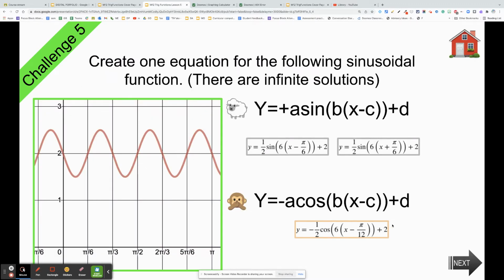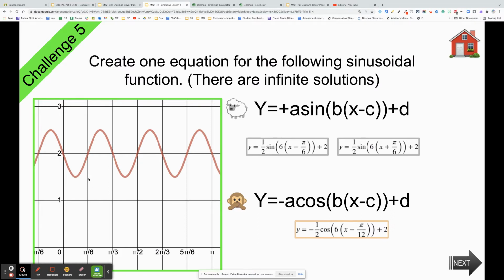Okay, let's look at a cosine wave. Notice that the vertical displacement will be the same, the amplitude will be the same, and the b value will be the same. The only thing that's different is the pi over 12 piece, and that might be a bit challenging for you to make sense of, but here we go. We know that a negative cosine wave starts at a minimum. So the minimum is right there. It's been shifted from here to here, so it's got to be an x minus something. But what? Well, I can see that this is pi over 6 to here, and that looks like it's halfway in between 0 and pi over 6.